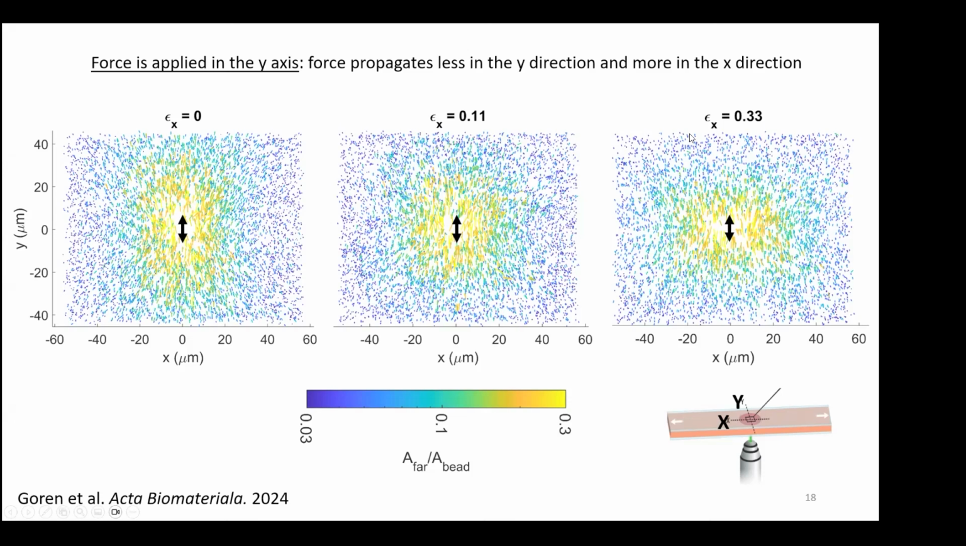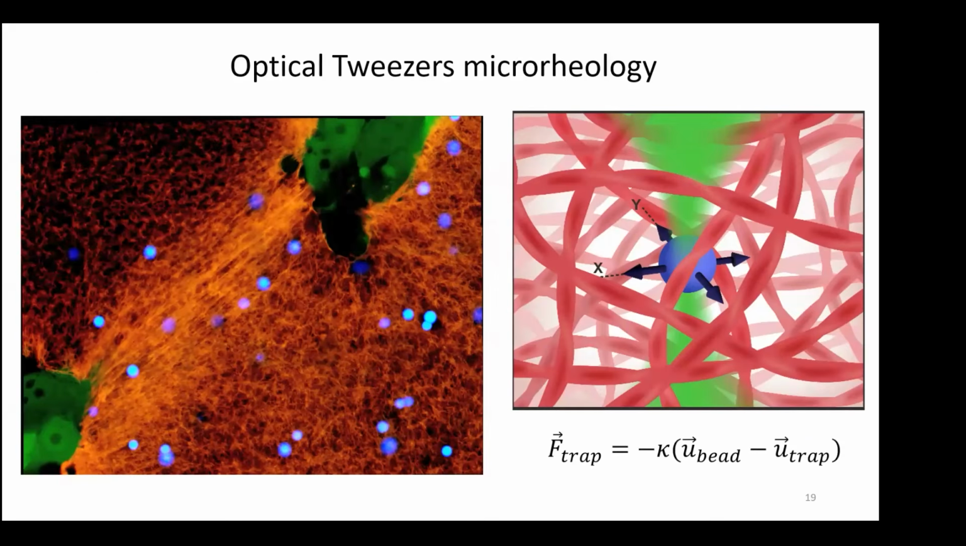So it looks like that when we increase the stretch, when we have more fiber alignment, the field is changing a little bit. Basically, the force propagates less in the y direction and more in the x direction. And that's actually quite an interesting observation that we still do not completely understand, but I'm not going to get into that today.